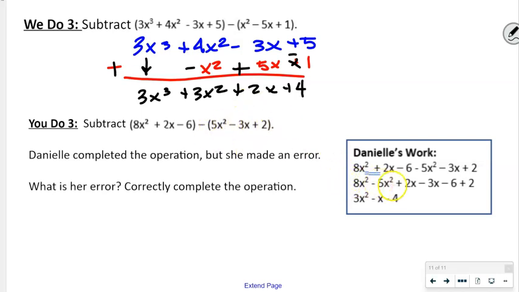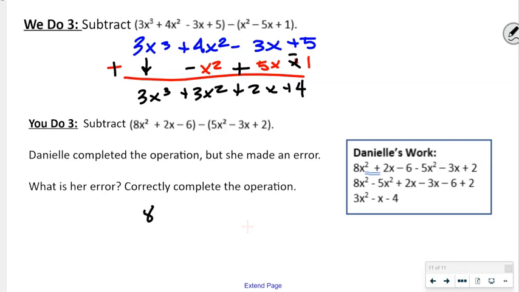So she started doing like terms next to each other. I don't really like the horizontal method. I use the vertical method because I think it helps eliminate errors. I talked about that at the beginning of the lesson. So go ahead, pause the video, do this problem, and come back to me when you're done, and let's see if we can talk about what the error was.